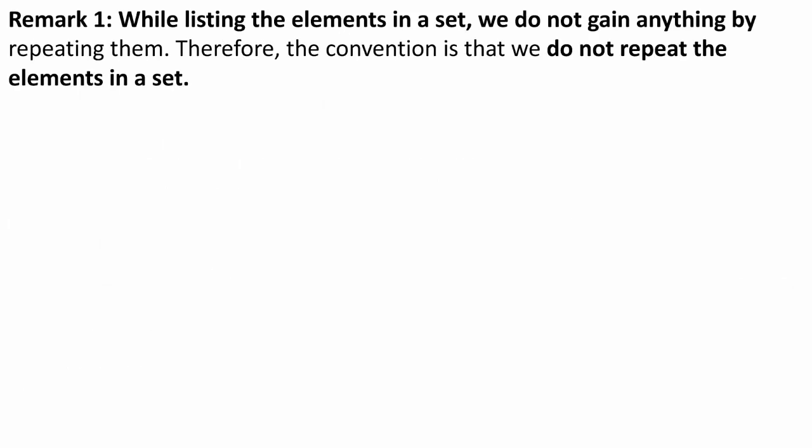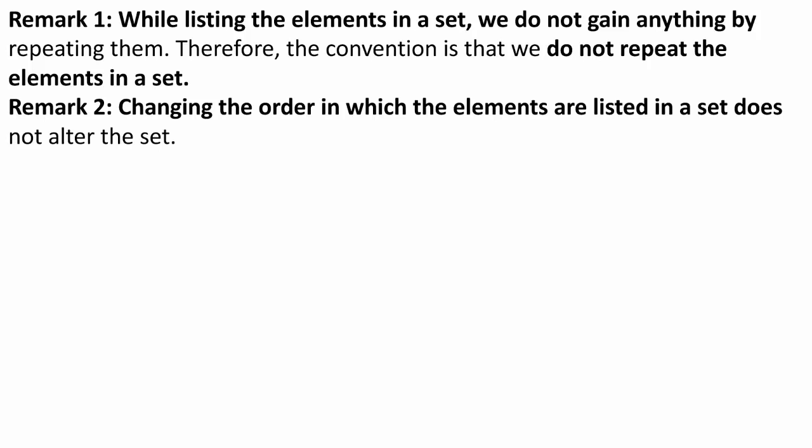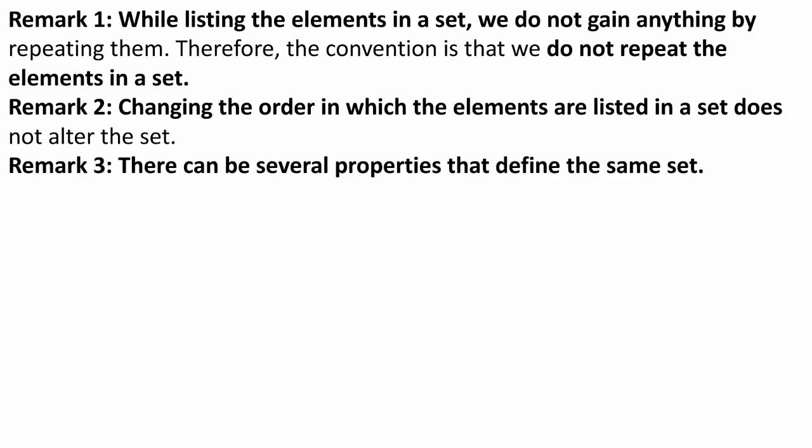While listing the elements in a set, we do not gain anything by repeating them. Therefore, the convention is that we do not repeat elements in a set. That means, if some elements occur twice or thrice, we write them only one time. Changing the order in which the elements are listed does not alter the set. There can be several properties that define the same set.